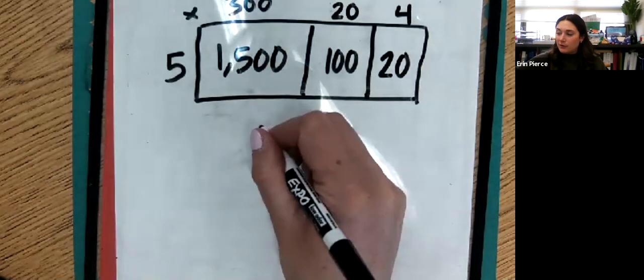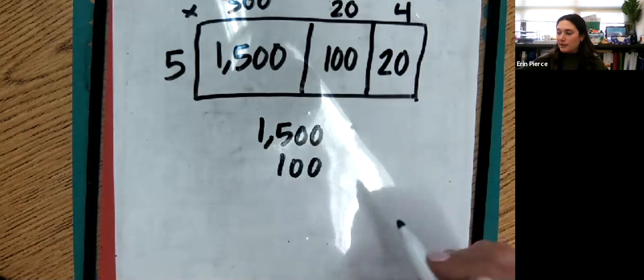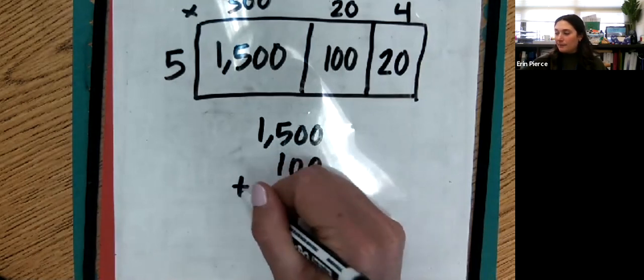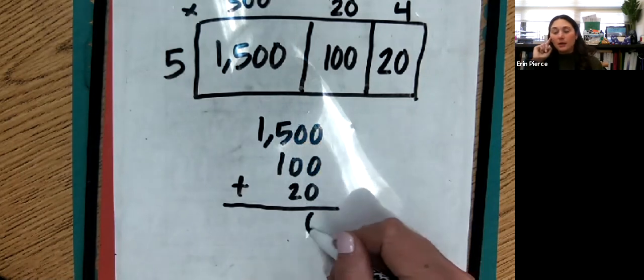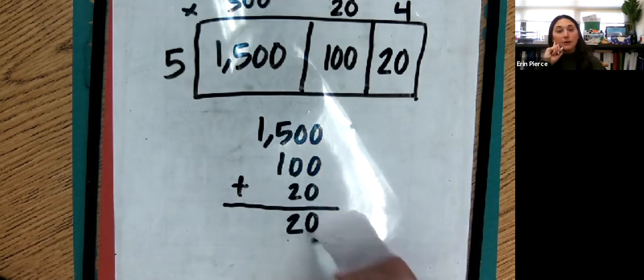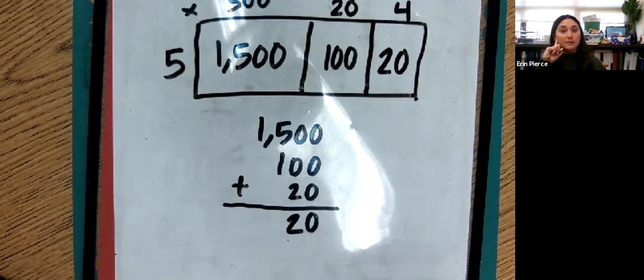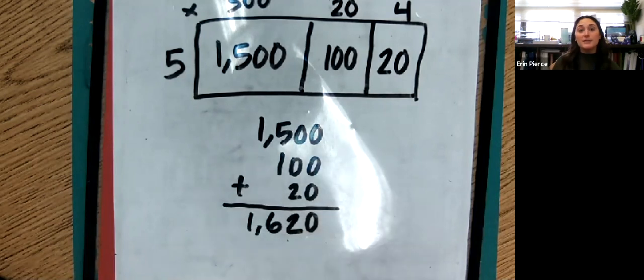We have to add all of our values now. 1,500, 100, and 20. We have to add all of that up. So we do 0 plus 0 plus 0, 0. 0 plus 0 plus 2 is 2. 5 plus 1 is 6. And 1 plus 0 is 1. Our answer is 1,620.